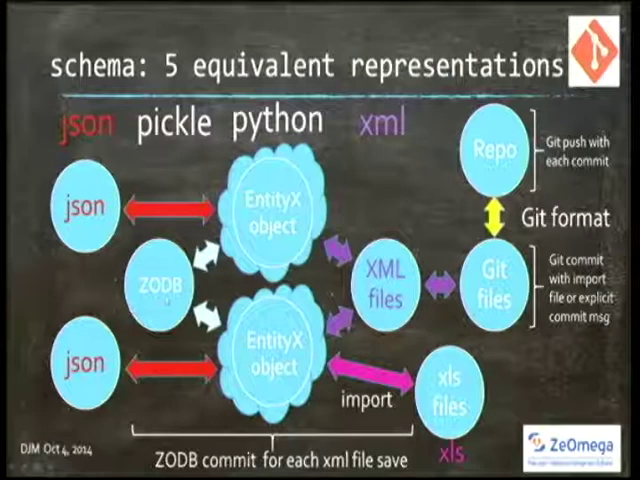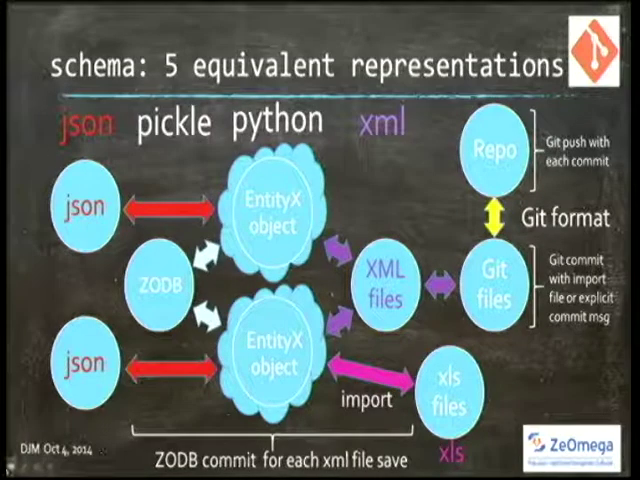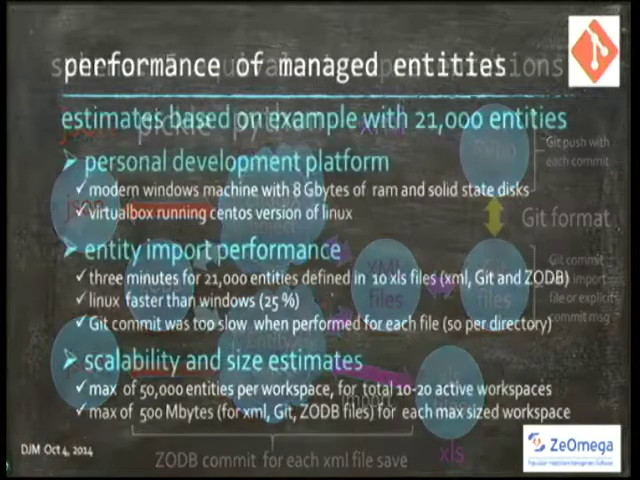And every time you commit XML files, you also do a ZODB commit. So commits happen at the same granularity. Okay, so that's that picture.